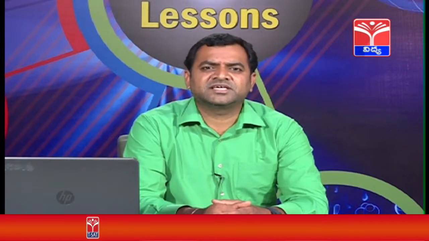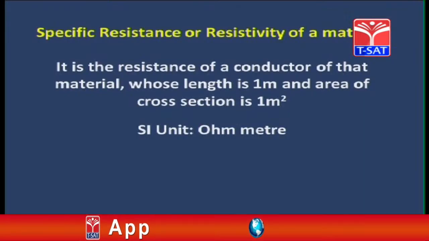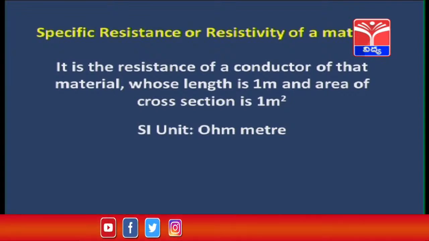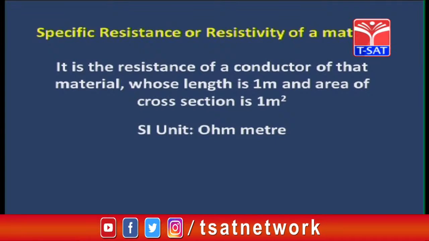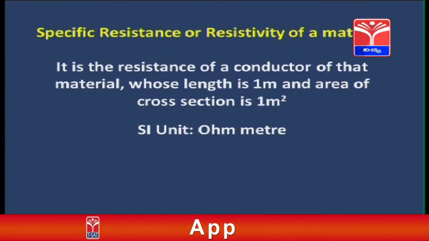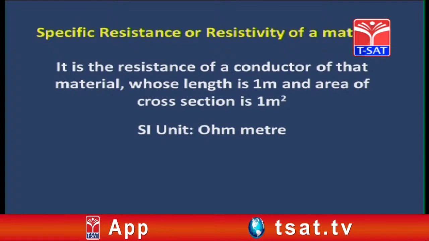So, specific resistance or resistivity of a material is defined as the resistance of a conductor of that material whose length is 1 meter and area of cross section 1 meter square. The SI unit is ohm meter.